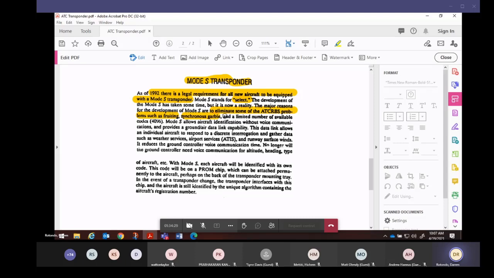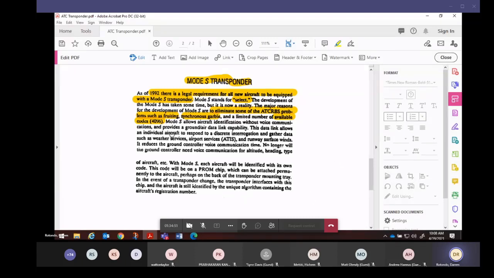And they say, how many available codes are there? There's only 4,096 codes. So that means if they're complaining about the number of available codes, there must be a lot of aircraft flying in the sky. So they said, yeah, we need something more than just a regular Mode A/C transponder.